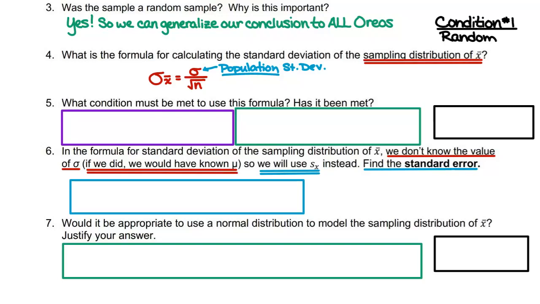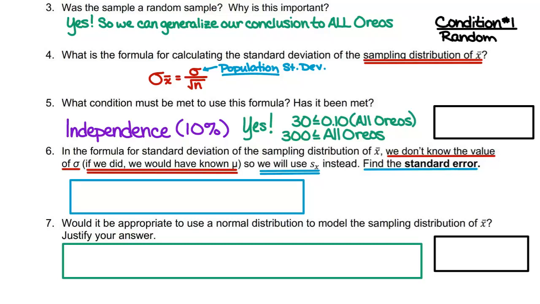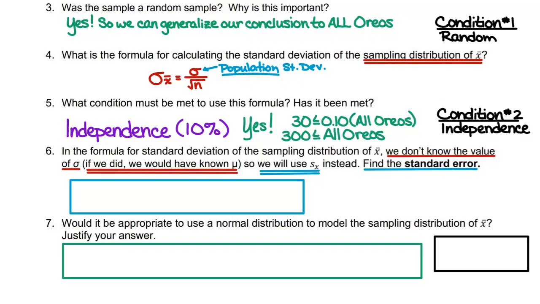If we're going to use a formula for standard deviation, what condition has to be met? 10% condition, our independence condition. Has it been met? Yes. How do we know? There's at least 300 Oreos. Absolutely. There's more than 300 Oreos just at Kroger right now. So we have definitely sampled less than 10% of the total population. That is condition number two. Condition number one, was it random? Condition number two is our independence, or 10%.